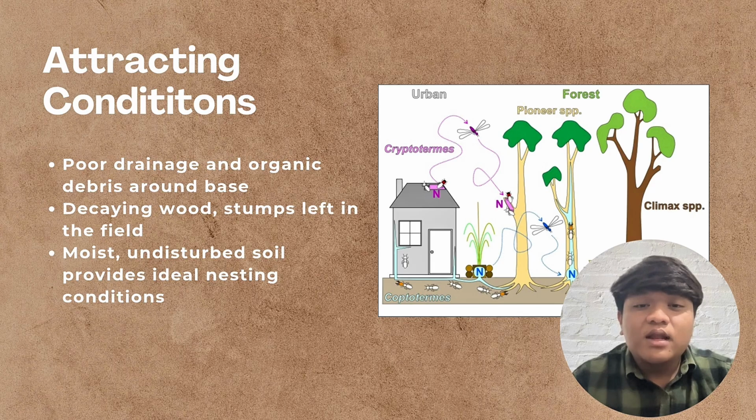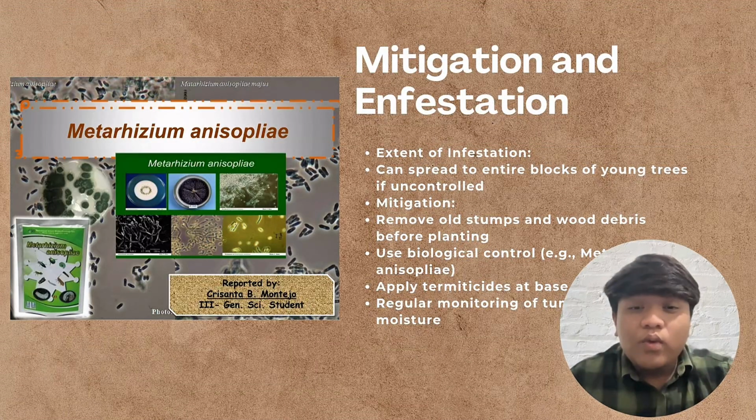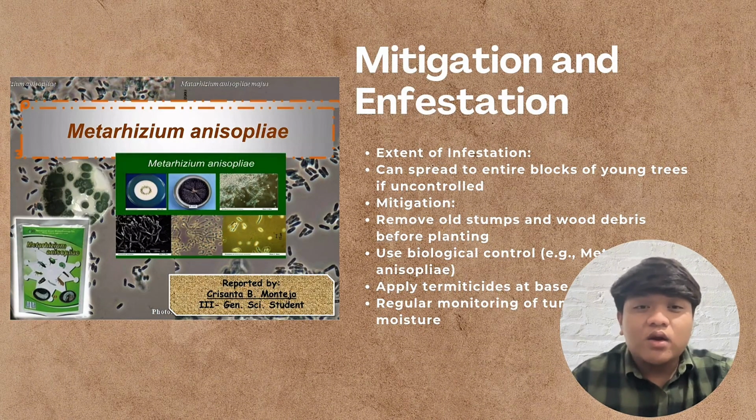Ensuring proper land clearing and drainage before planting can reduce the chance of infestation. Now, we move to the mitigation of infestation. If not controlled, termites can spread quickly across entire plantation blocks, causing large-scale damage.